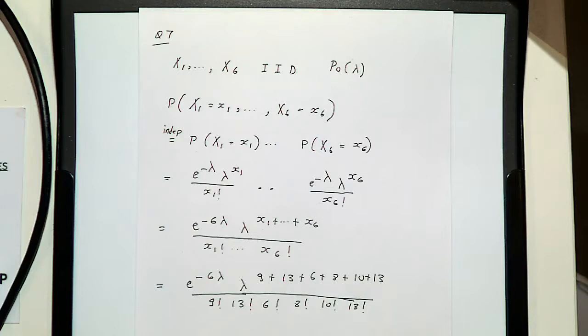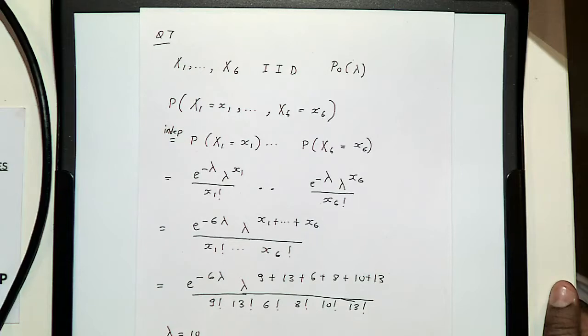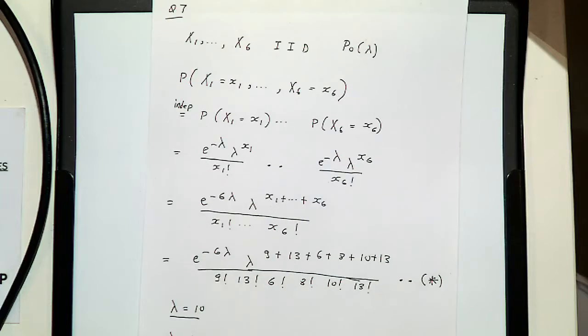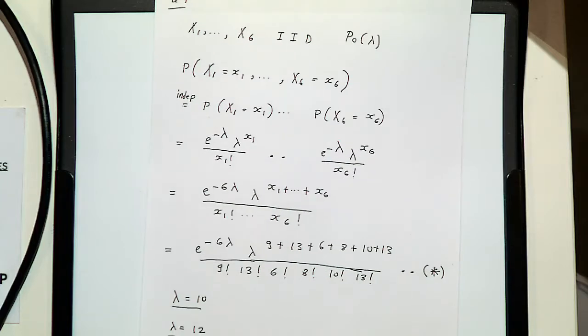Now the question is, what is the value of lambda which is more likely? They're saying that lambda can be either 10 or 12. So the question says that lambda is either 10 or 12. Now what you need to do, let me call this star. The only thing that is unknown in star is lambda. So if you put lambda equal to 10 into star, I don't have a calculator, so I need to check the solution, what the answer is.